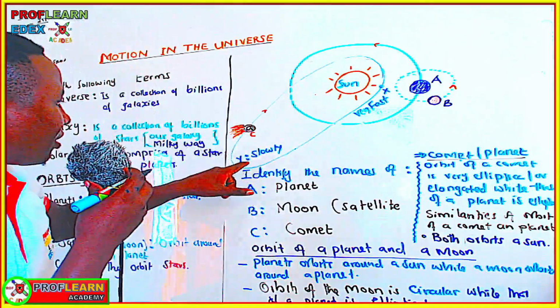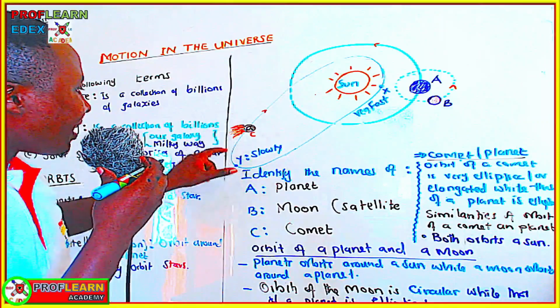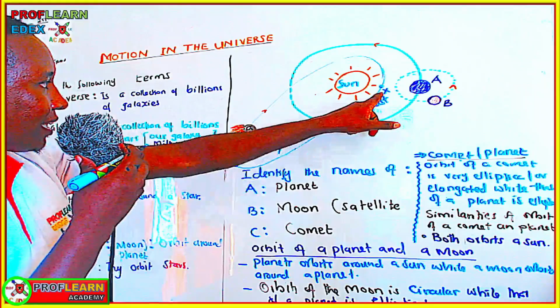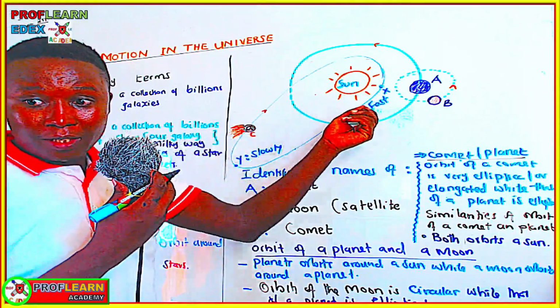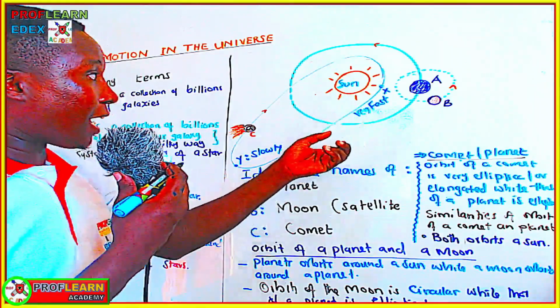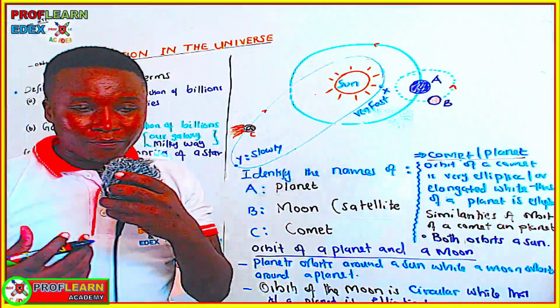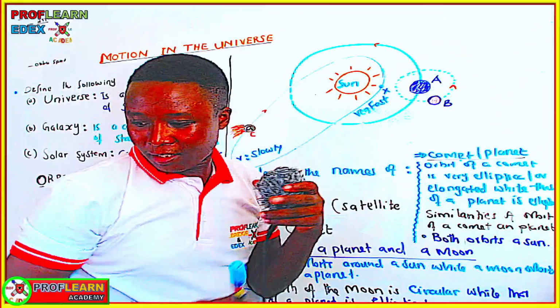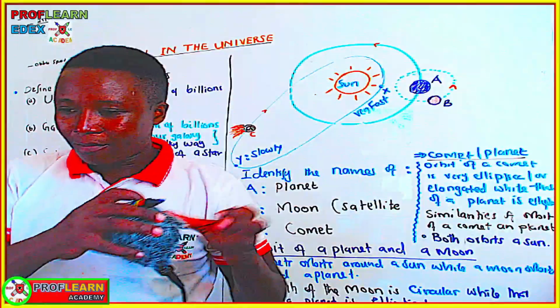So the kinetic energy of the comet at this point is very low because it's moving at a low speed. But the kinetic energy at this point is going to be very, very high. So those are some of the things that you really need to remember as you are preparing for your upcoming exam.